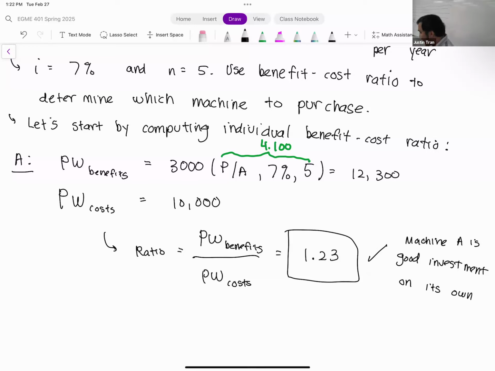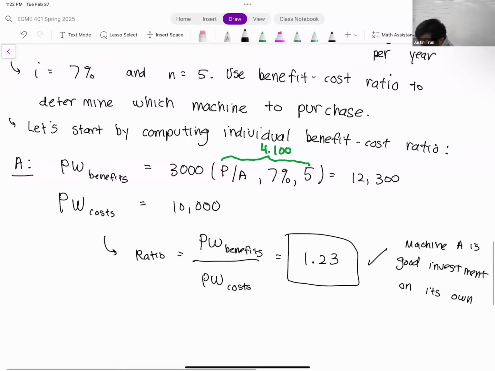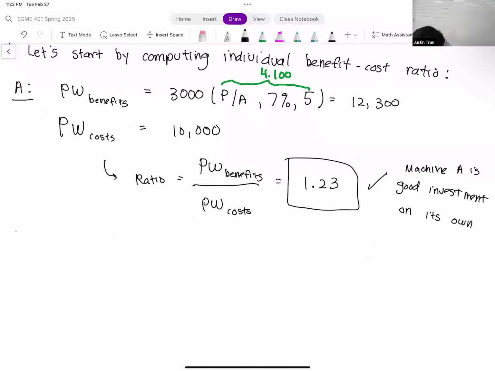But whether or not machine A is a better investment than machine B, we have yet to determine. Okay, so let's do the same thing. Let's do present benefit cost ratio analysis for machine B. Just like up there, we're going to take the present worth of the benefits and the present worth of costs.